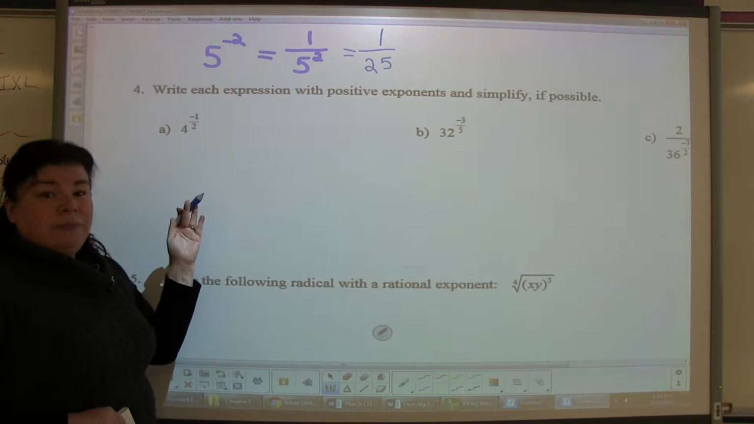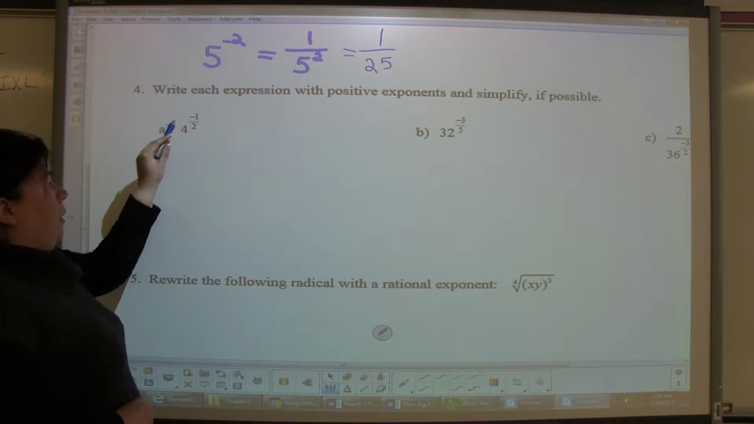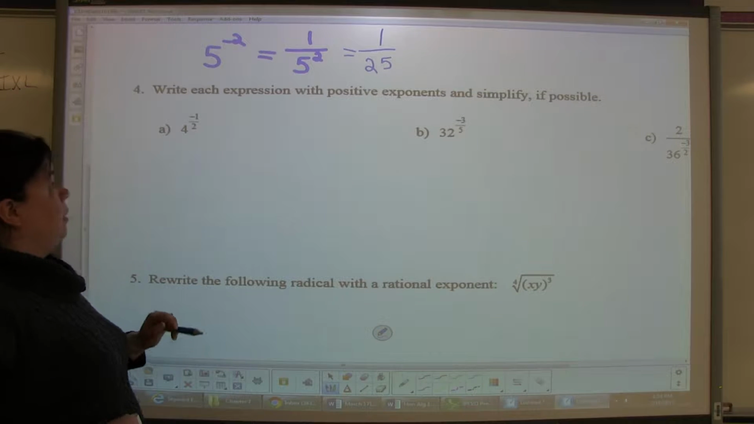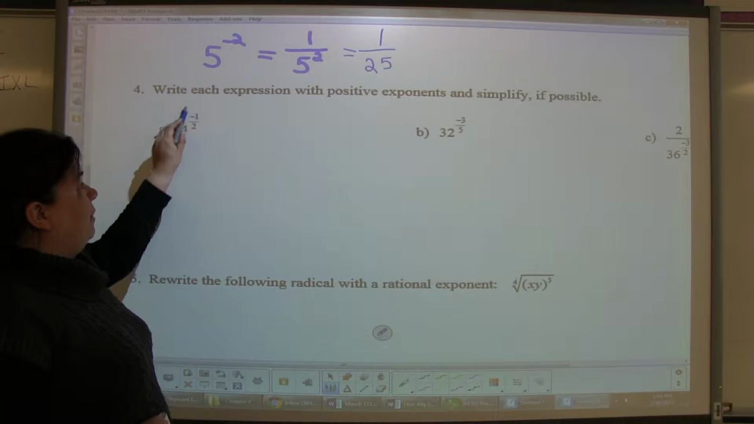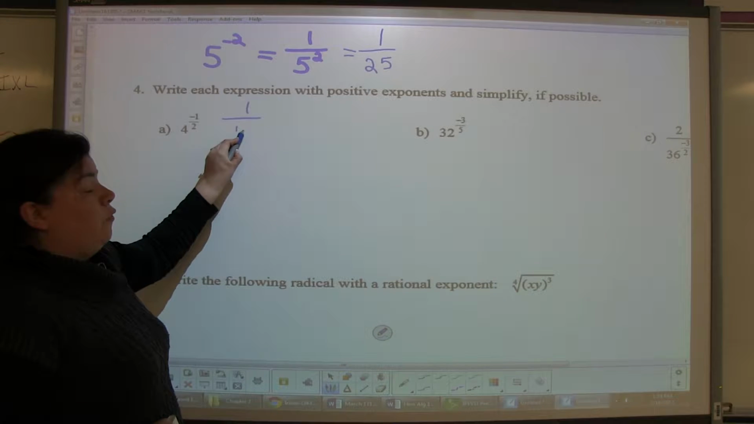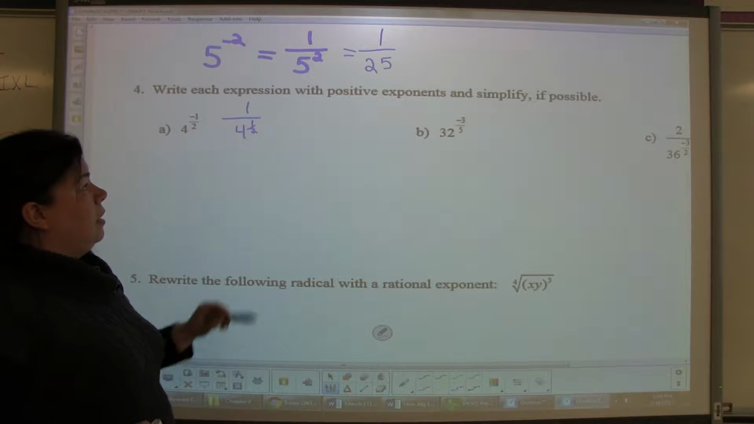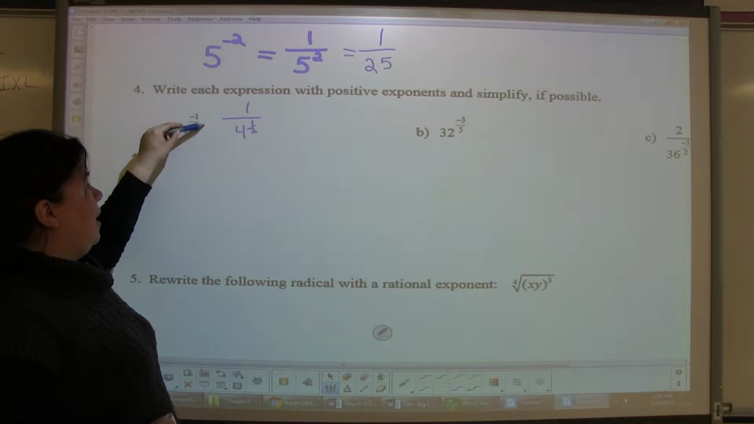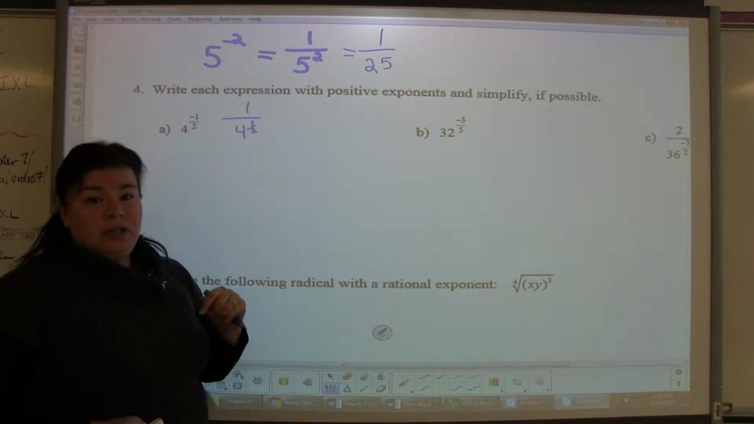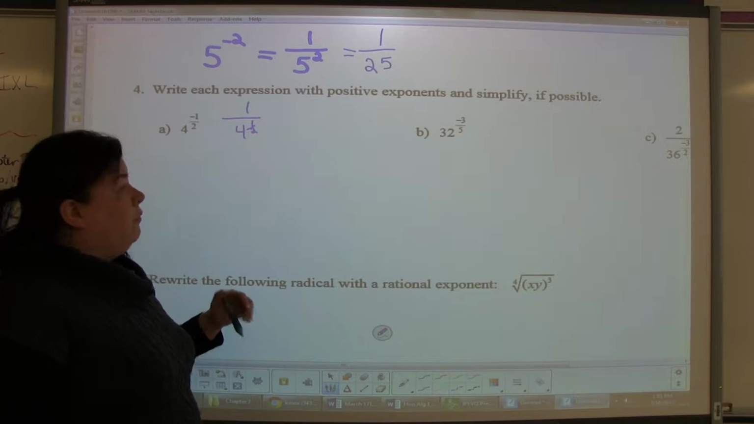It's the same concept with rational exponents with positive and negatives. Here we see that we have 4 raised to the negative 1/2 power. So we can rewrite this whole expression first as 1 over 4 raised to the positive 1/2 power, because we need to have this negative exponent turn into a positive exponent. And once you turn it into a positive exponent, then and only then will you be able to simplify.